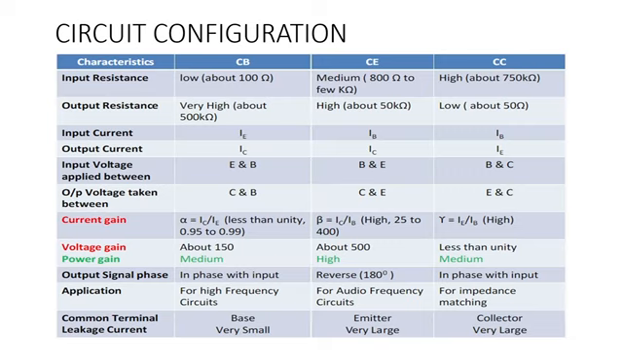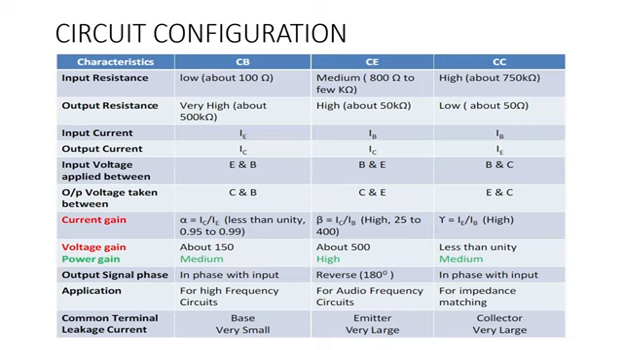The input voltages are taken between the emitter and the base for CB configuration, whereas in the case of CE configuration, between base and emitter, and for collector configuration between base and the emitter. The output voltages for CE configuration are taken between C and E, whereas for CB configuration it is going to be between the base and the collector, and for common collector configuration it is from the emitter and the collector.